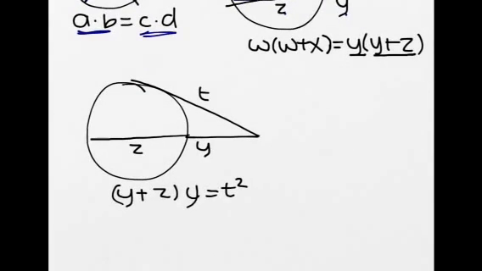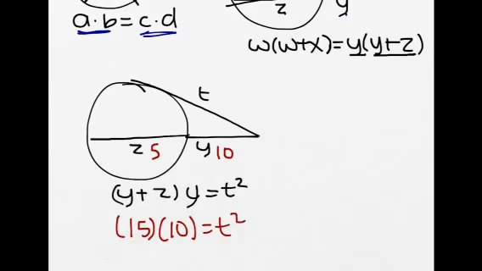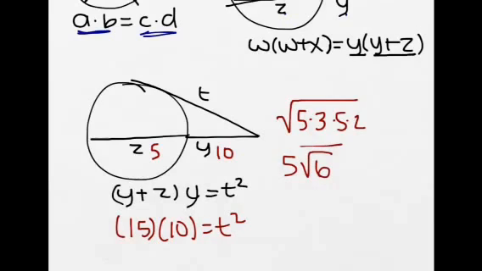So for example, if you had z is equal to 5 and y is equal to 10, let's find t. So y plus z would be 15 times 10 is equal to t squared. So we want to take the square root of 15 times 10, so this is 5 times 3 times 5 times 2, and so it would be 5 square root of 6. So t would equal 5 square root of 6. Okay, so I hope that helped, and I hope to see you soon.